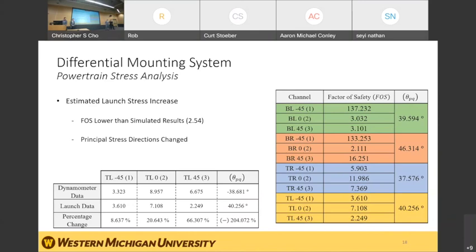This data was used to calculate a percentage change between normal and launch testing, which, as you can see here, increased in launching. The principal direction also changed, and you can see here the new factor of safety values using a very rough estimate by applying the percentage change to the other 3 locations. From this data, you can see that the minimum is now 2.11, which is lower than our estimated factor of safety of 2.54, but still greater than our goal of greater than 2.